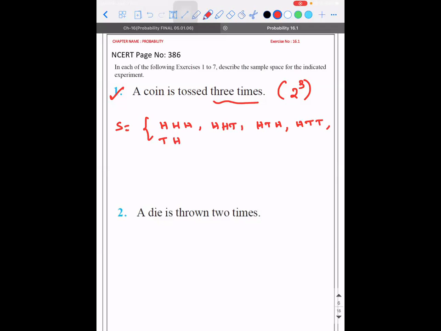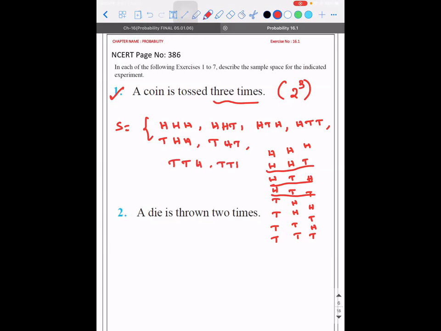Tail, head, and so on. So I told you the technique. 2 power 3 means 4 heads, 4 tails, 2 heads, 2 tails, 2 heads, 2 tails, 1 head, 1 tail, 1 head, 1 tail, 1 head, 1 tail, 1 head, 1 tail. Right? So when you write it like this, you can take them in a proper order and write it: THH, THT, TTH, and TTT.